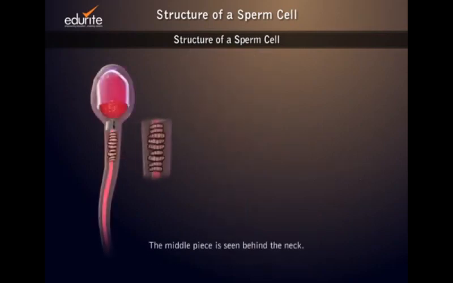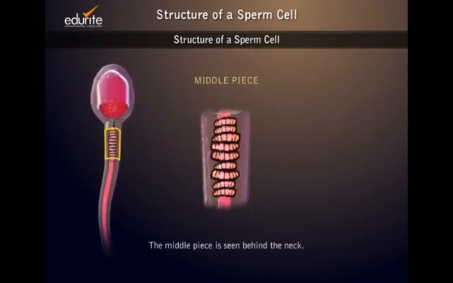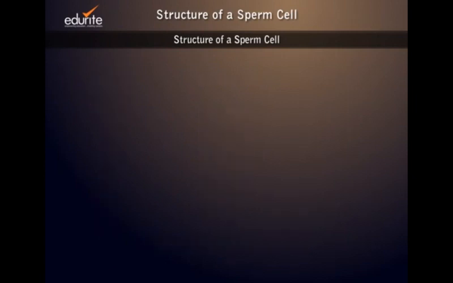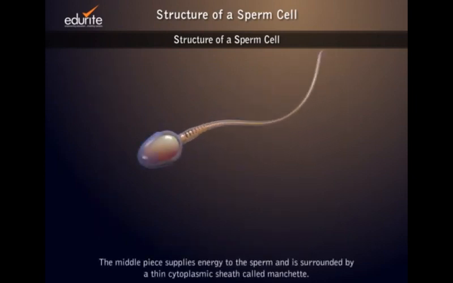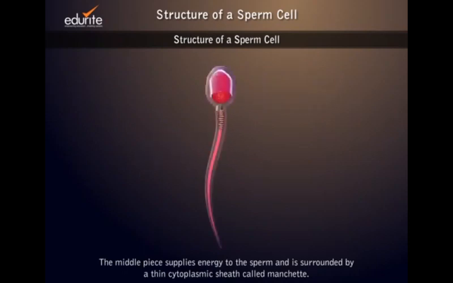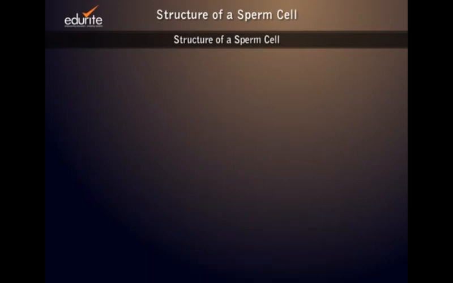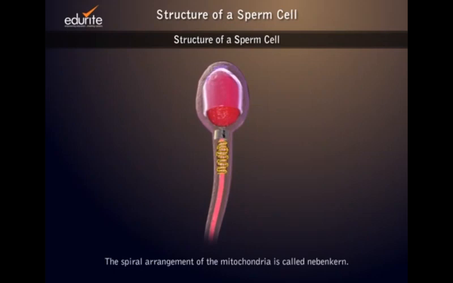Behind the neck region is seen the middle piece, which is formed when the mitochondria of a sperm cell align as a helix around the first part of the tail. The middle piece functions as an energy source as it supplies energy to the sperm and is surrounded by a thin cytoplasmic sheath called the manchette. The spiral arrangement of the mitochondria is called the Nebenkern.